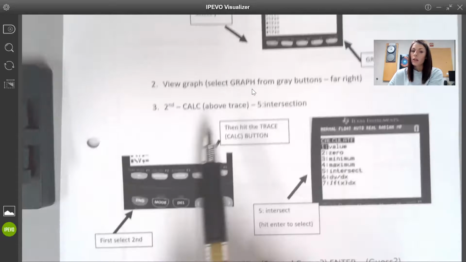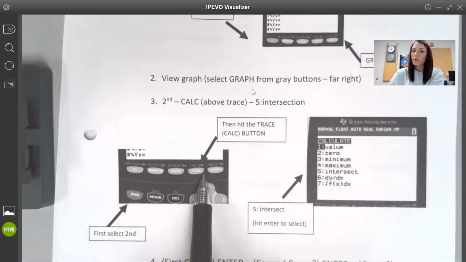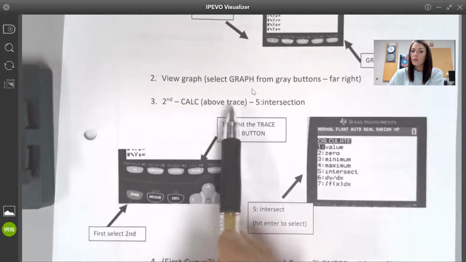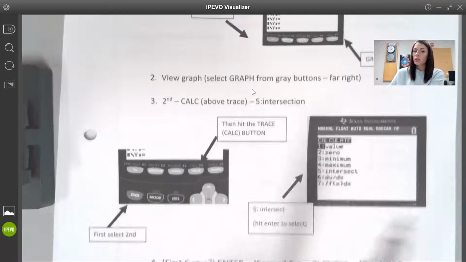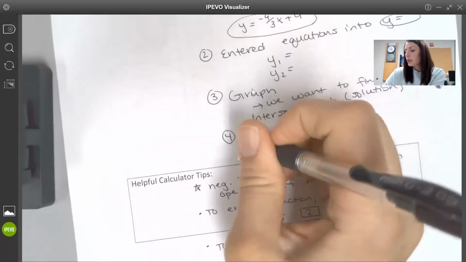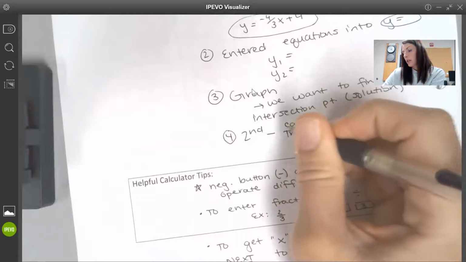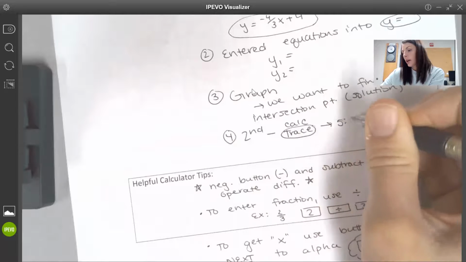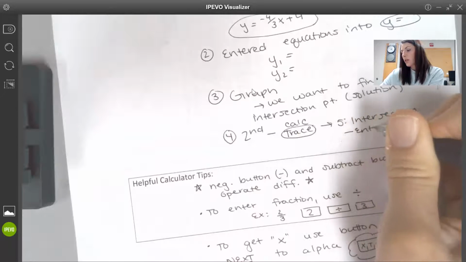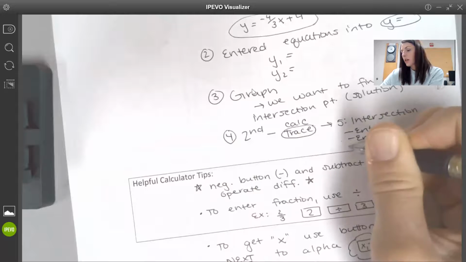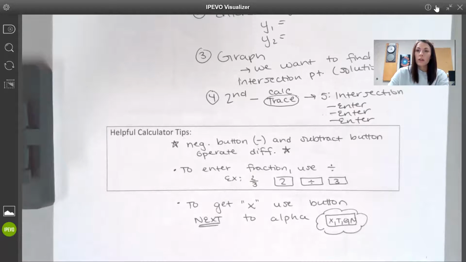Go to the graph. Then this button here, we're going to hit second calc, which is above trace, second button, calc trace. We want to find the intersection, okay? So we go second, calc trace is the button we want, and option 5, which is intersection. And then you'll see we'll have to go enter, enter, enter. Okay, so now I think I'm sharing my whole screen.